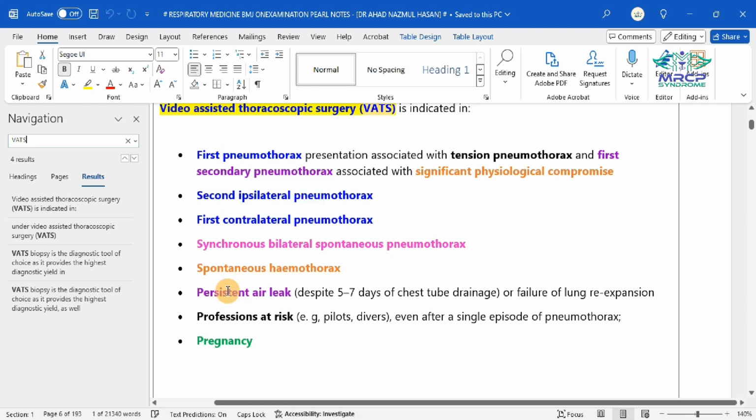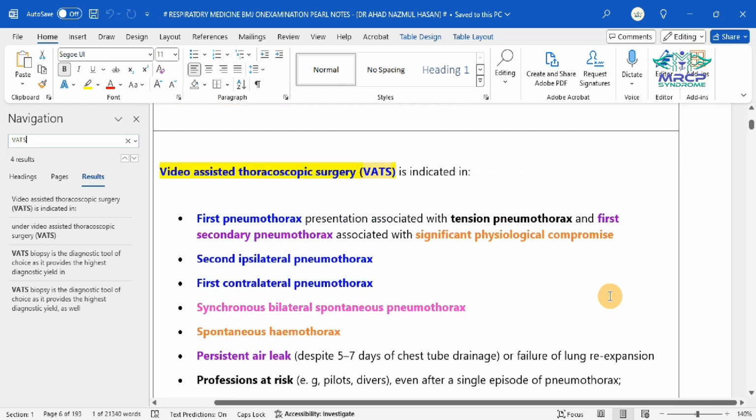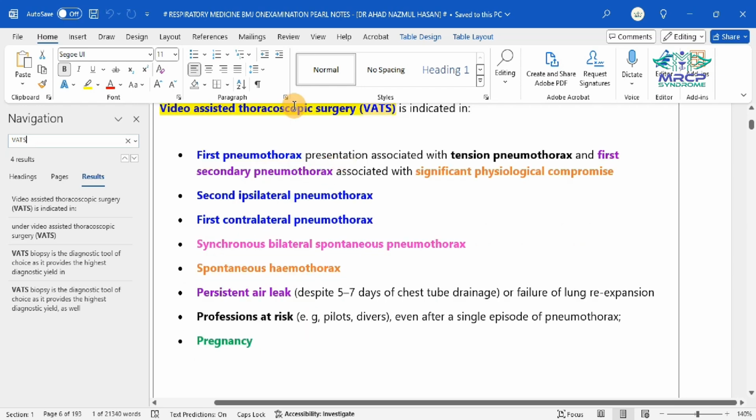There would be persistent air leakage. Based on the past medicine, this is written as 3 to 5 days, and based on the BMC, they have given us 5 to 7 days following the chest drain. So if there is persistent air leakage, meaning persistent bubbling, or if there is failure of lung expansion following chest drain after 3 to 5 days or after 5 to 7 days, you'll be going for video assisted thoracoscopic surgery or pleurodesis. Usually pleurodesis is the initial step. If there is no response, in that case we can go for the surgery.